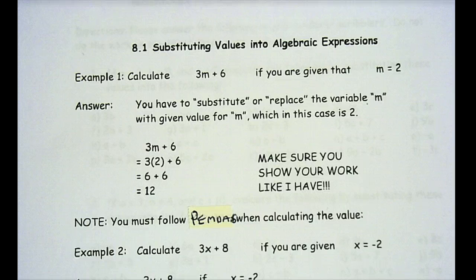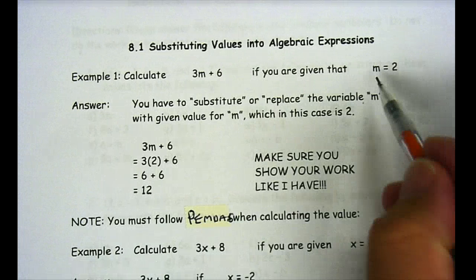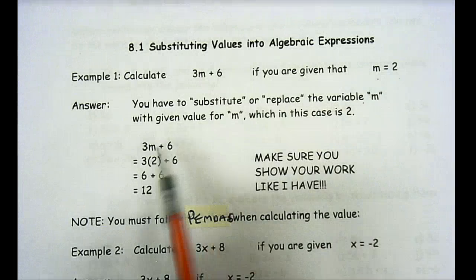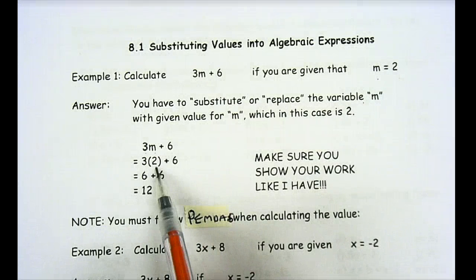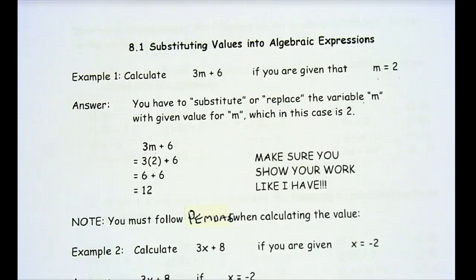Well, in order to do this, you have to substitute or replace the variable m with the value for m, which in this case is 2. Because m is equal to 2, I have to replace m with 2. And then it just becomes an order of operations problem, like PEMDAS. And you have to make sure that you show each step going down one step at a time.